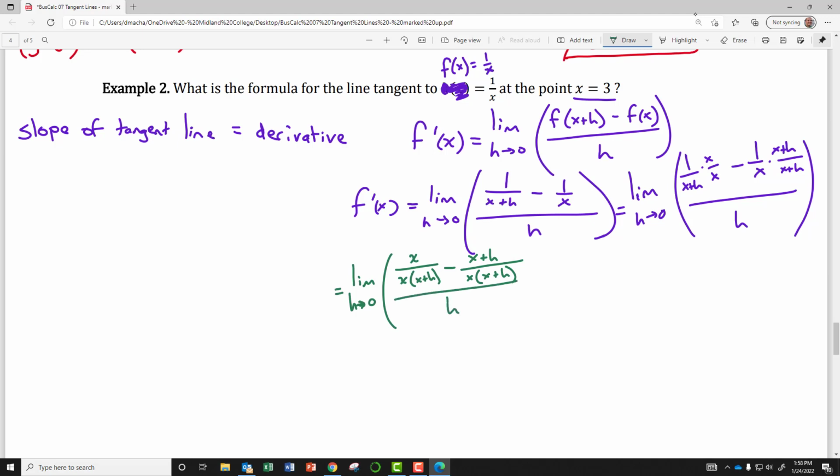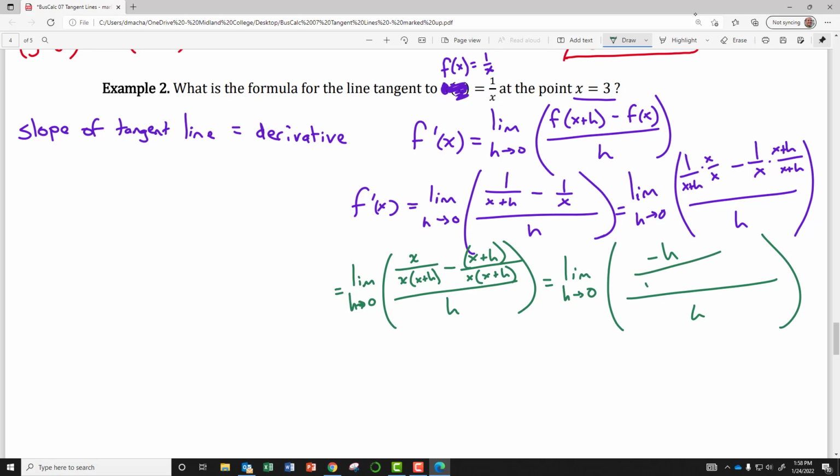And now that those two have the same denominator, I can just subtract those and keep the denominator the same. So x minus x plus h. So x minus x is going to be 0, and 0 minus h is going to be negative h over x times x plus h.